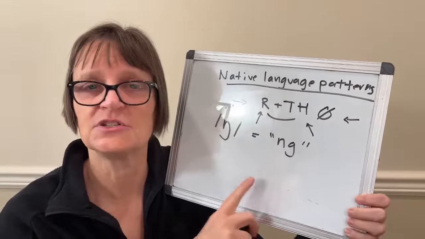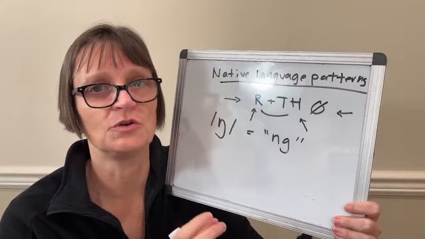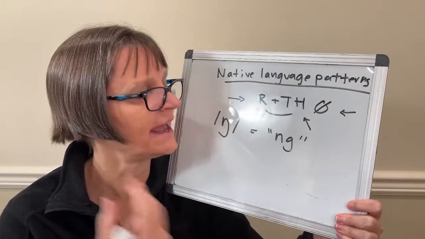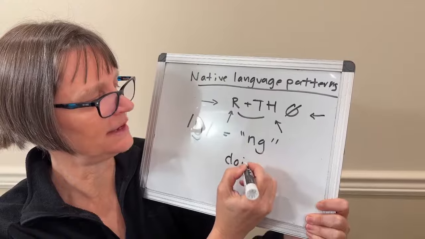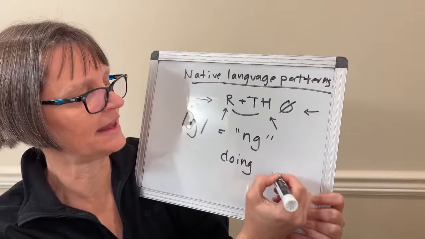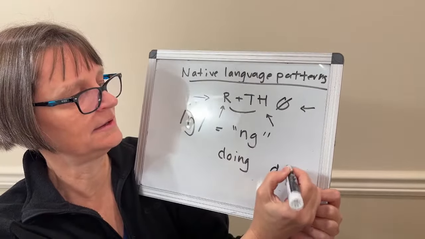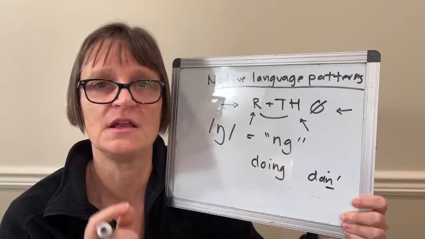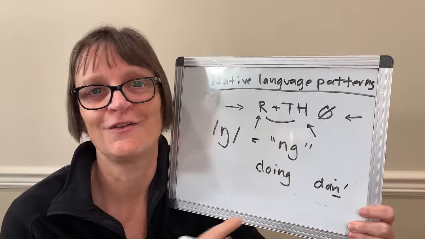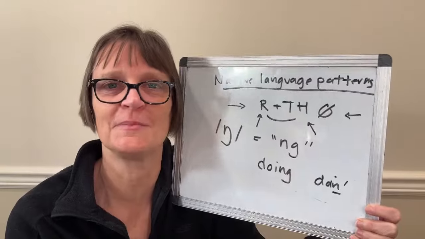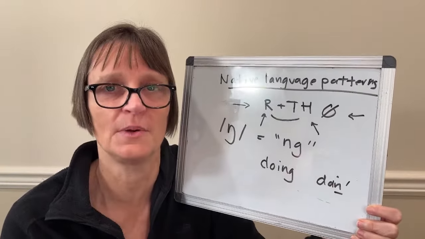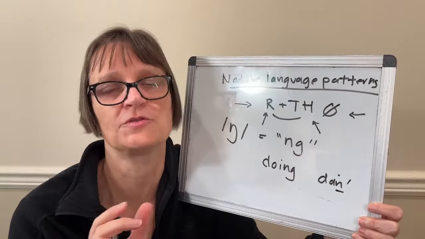A lot of languages don't have this sound, or they don't use it the same way we do in English. And what you'll end up with is when you're trying to say something like "doing," it's going to sound like "doin," where you end up using just an N sound. Now, this is okay in some casual English environments. We might say, "How you doing? How's it going?" We do use that for casual speech.